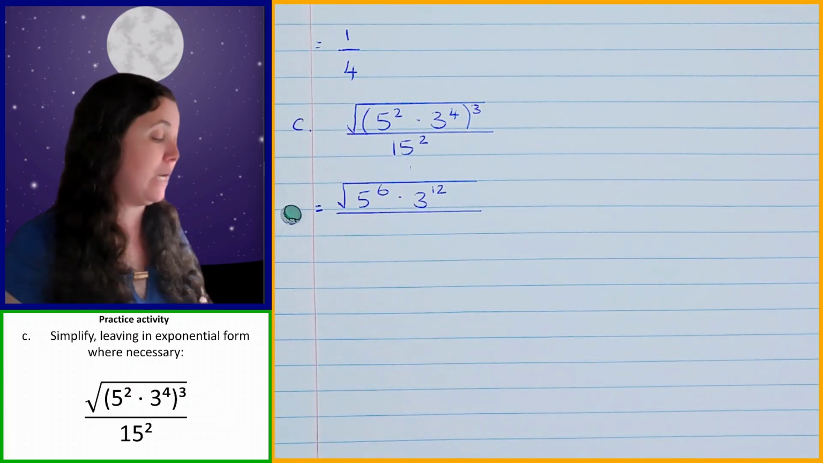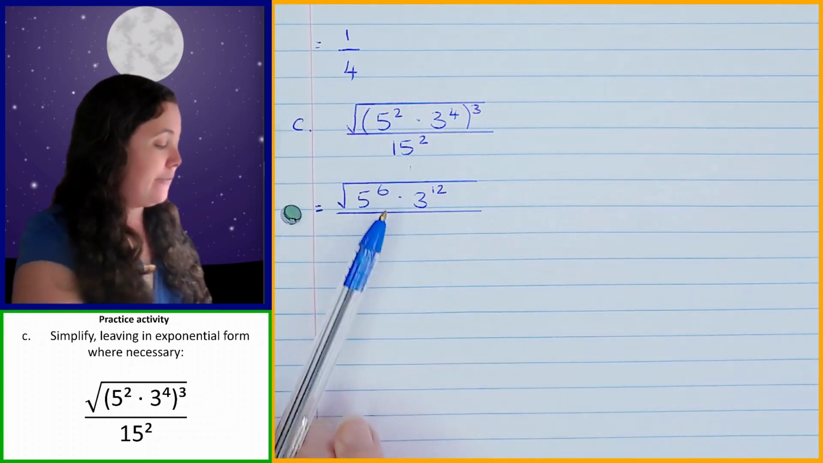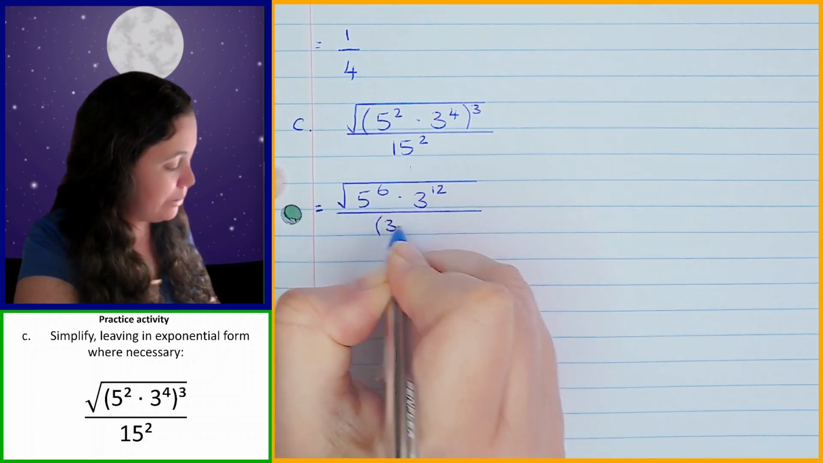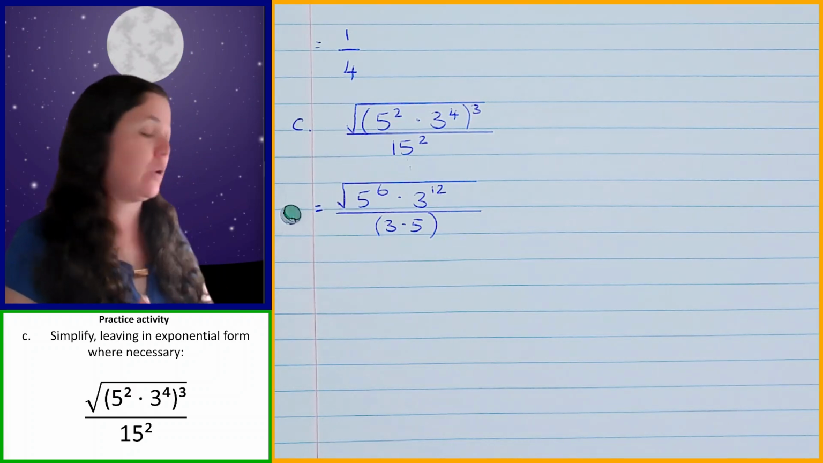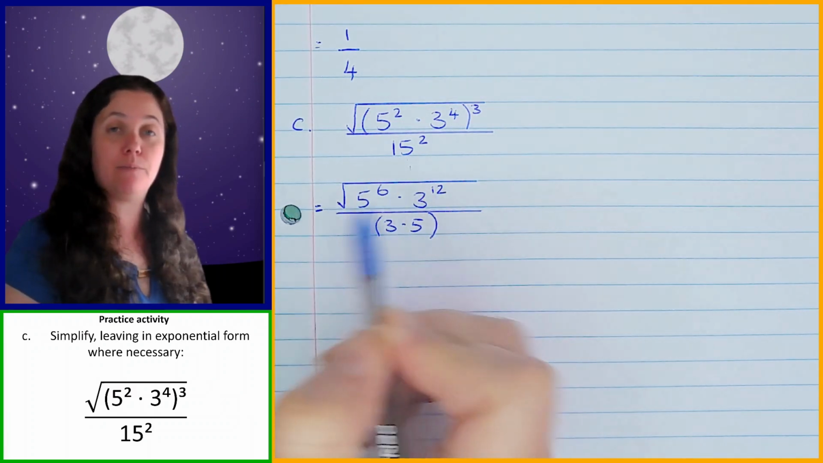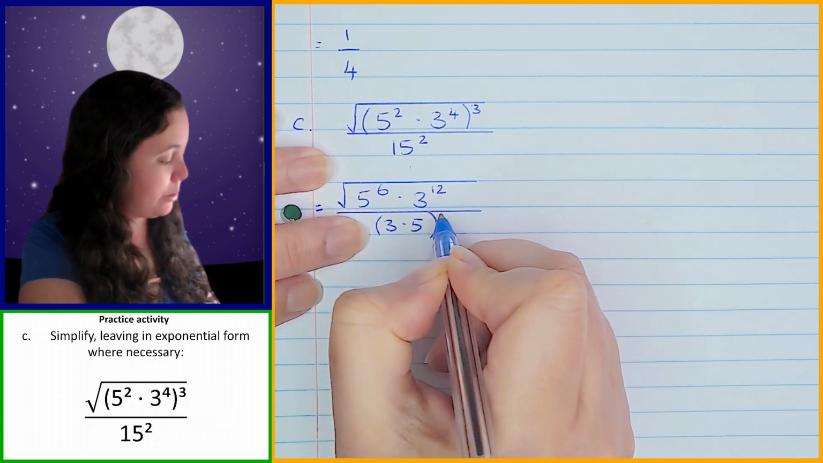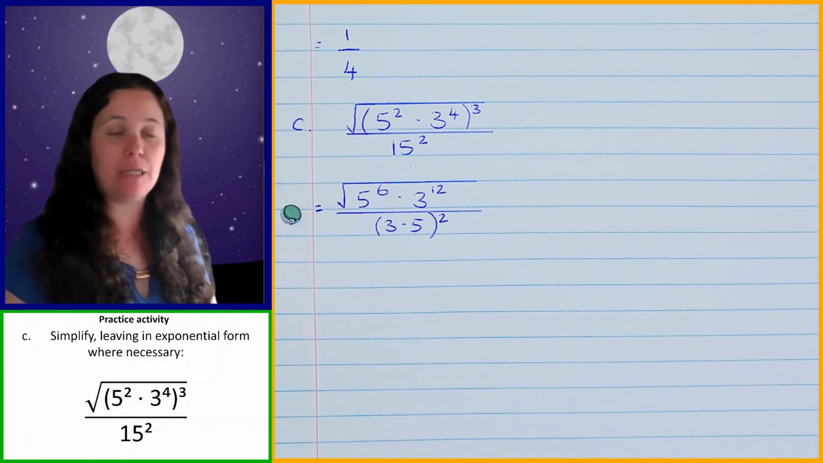So what I'm going to do now already is I'm going to say, I know that I'm going to need 3s and 5s. 15 is the same as 3 times 5, so I'm going to change the 15 to 3 times 5, so that I'll be able to simplify further once I have sorted out that root over there. Okay, so I've got 3 times 5, and that is to the power of 2. Remember, the 3 times 5 has to go in brackets, and the exponent needs to go outside the brackets.